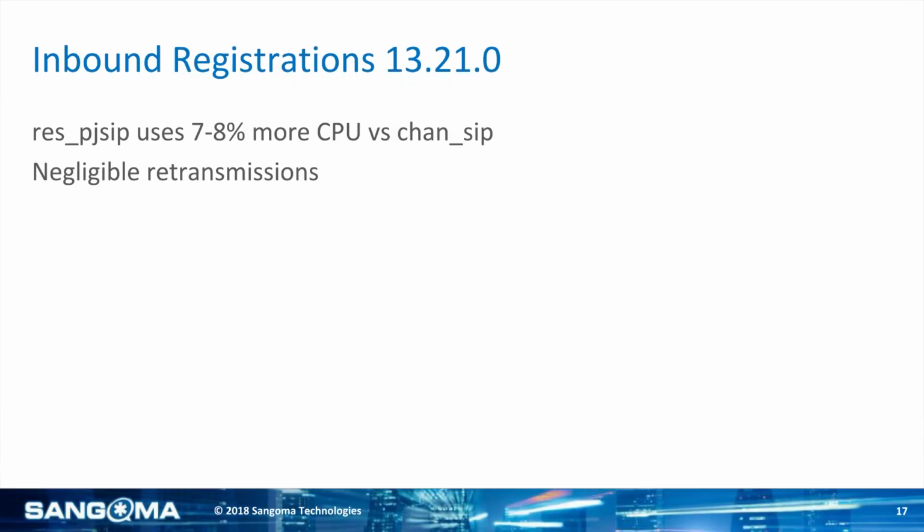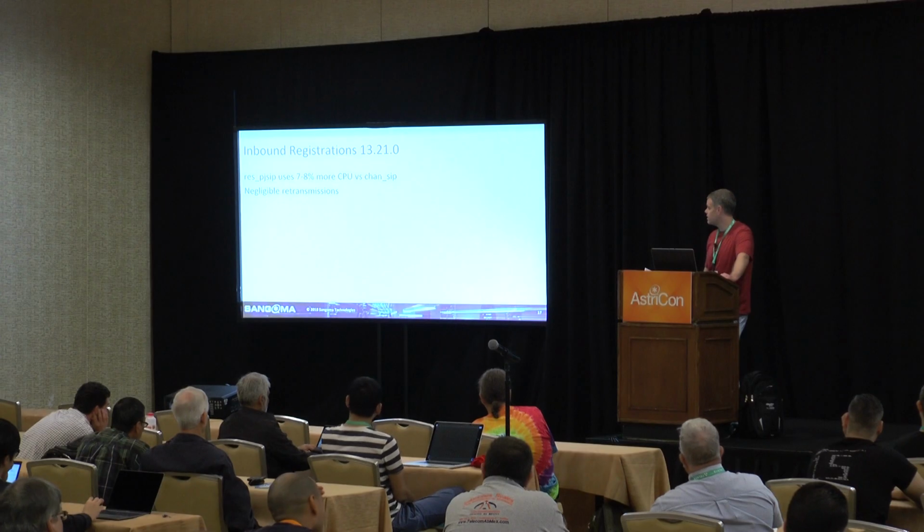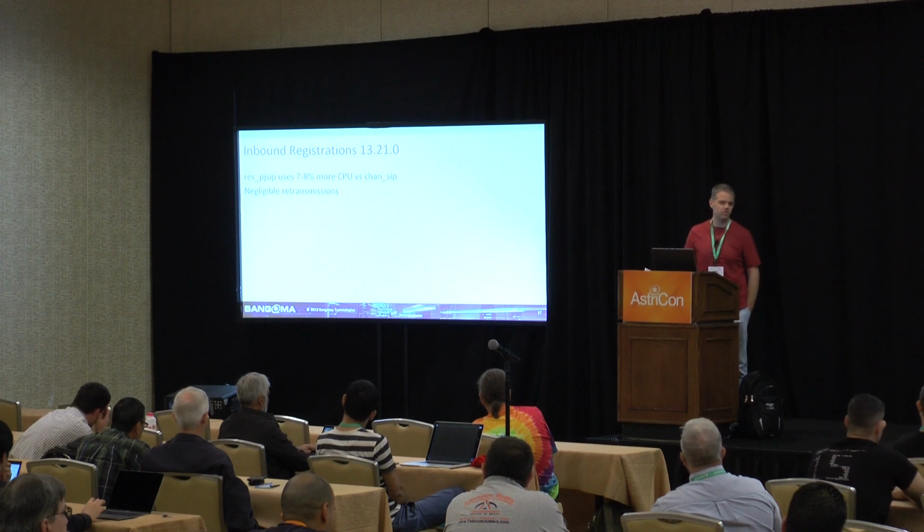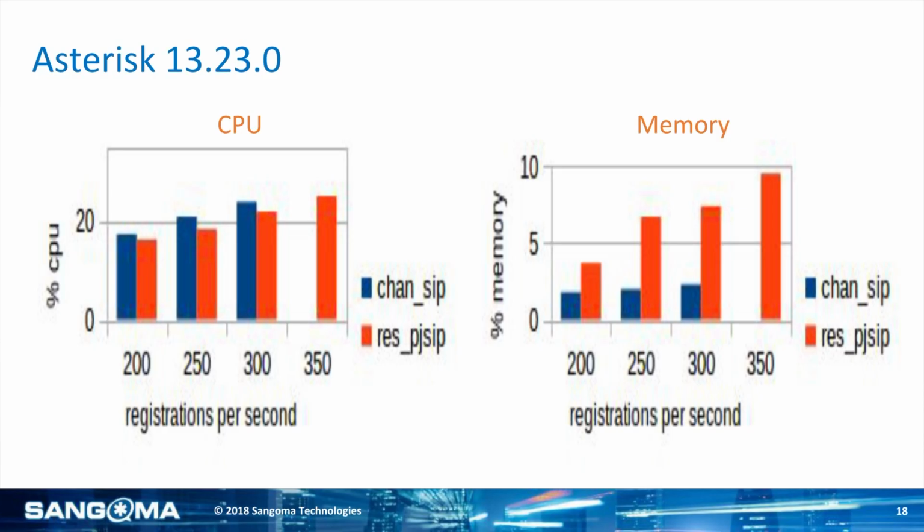Okay, real quick. 13.21 res_pjsip used about 7 to 8% more CPU, as well as more memory for both channel drivers, for chan_sip up to the 350 mark. Both of them had negligible retransmissions, well below the 1% mark. I think, matter of fact, in the 5-minute test, maybe below 5 retransmissions or so.